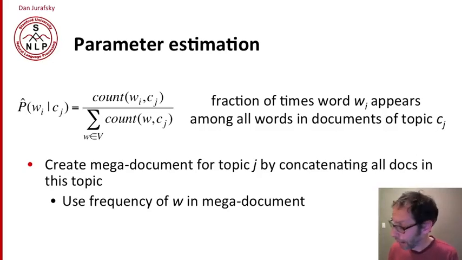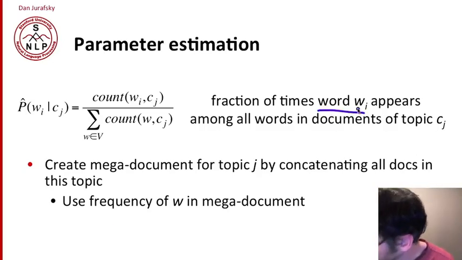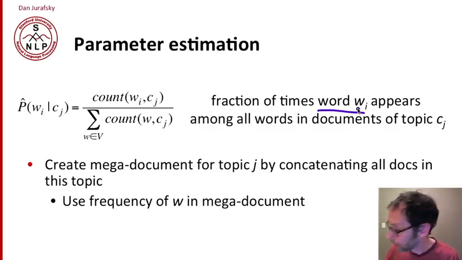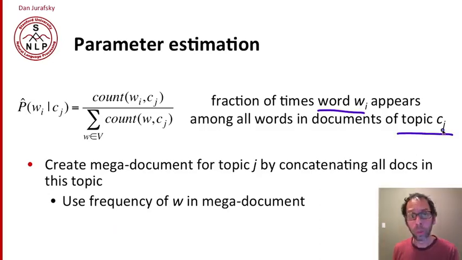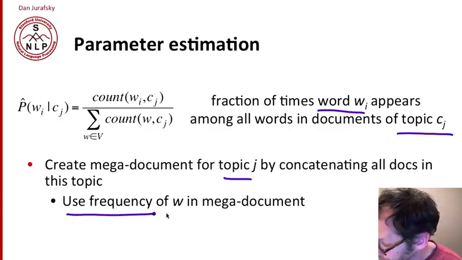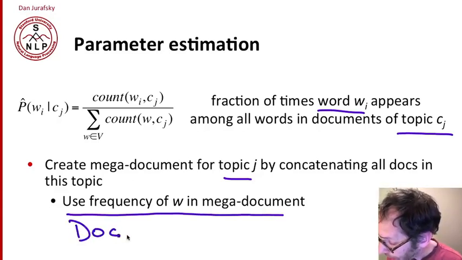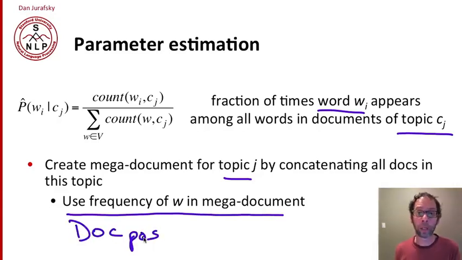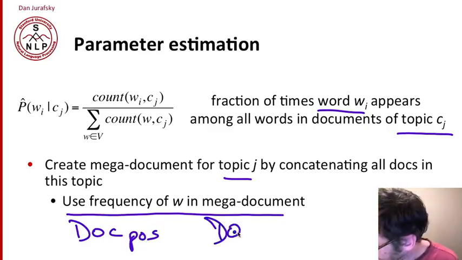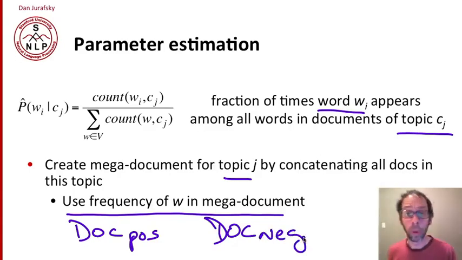So we're going to compute the fraction of times a word w_i appears among all the words in the documents of this particular topic C sub j. We're going to do this by creating a kind of mega document for topic J by concatenating all the documents that have that topic together, and then we're going to use the frequency of w in this mega document. So for sentiment analysis, we might have a document sub positive, a mega document for all the positive documents, and we're just going to concatenate them all together into some big mega document, and we might have a document sub neg, and so on.